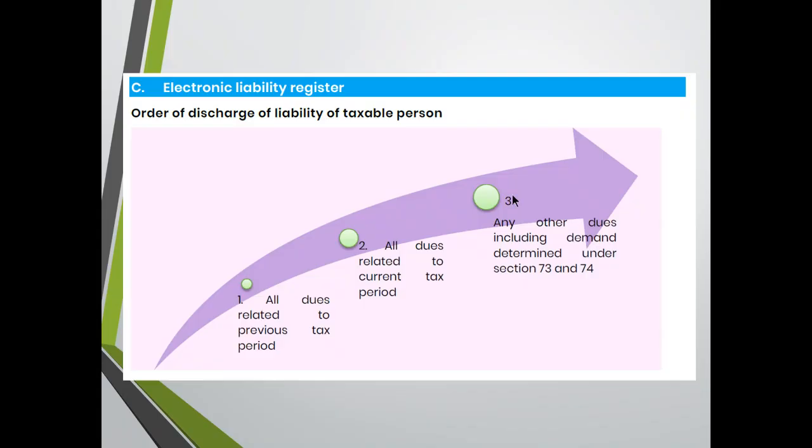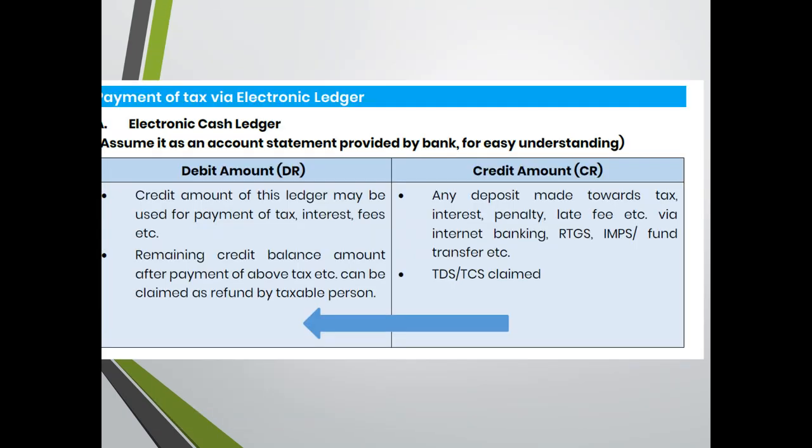So first you would be required to make the payment of the current period. Afterwards, you would be required to pay the departmental demands. Debit and credit, everything we have already discussed.